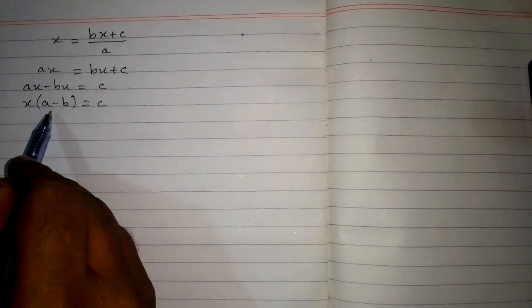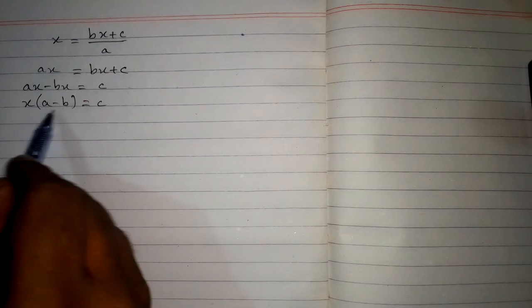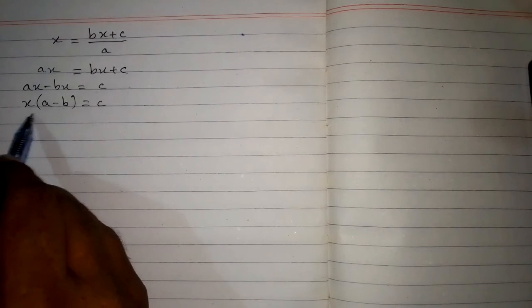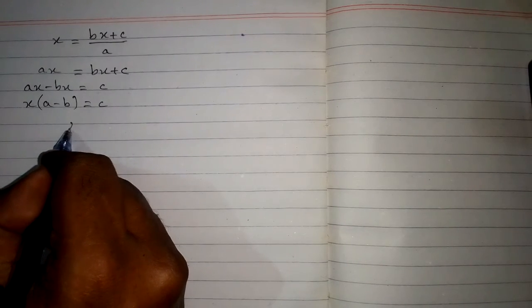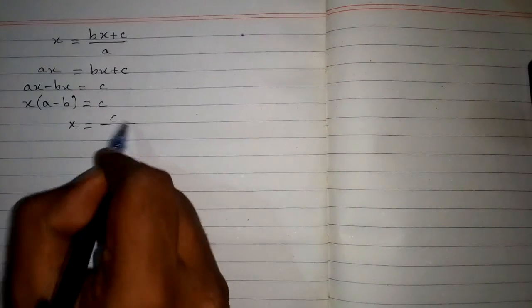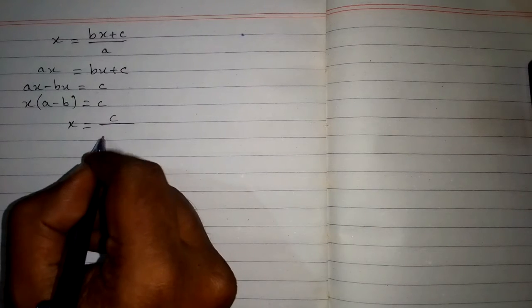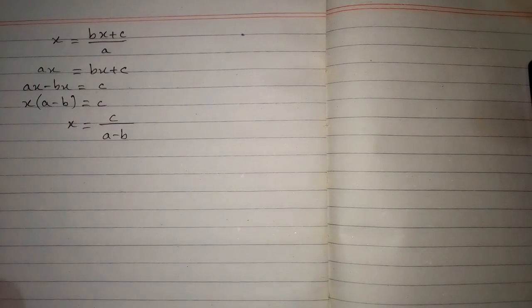Now a minus b is multiplying on this side of the equation by x. So when we take a minus b on the other side of the equation, it will divide c. So we have x is equal to c upon a minus b. And now x is the subject of the given formula or given equation.